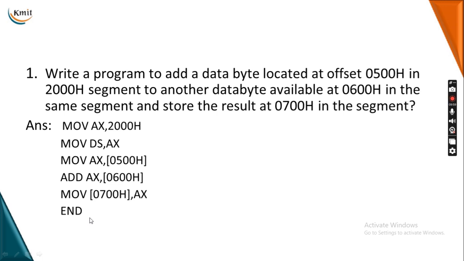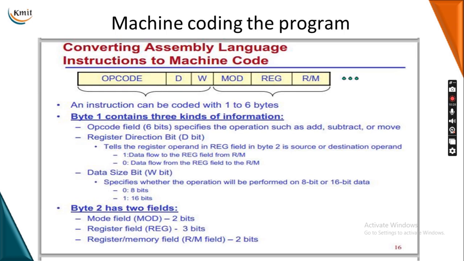What we are doing, using an assembly level language, is: store the data, add the data, and again store the result at the corresponding location. So how are they opcoded, how are they coded in machine understandable language? For that, we need to understand the various instruction formats we have in our 8086 microprocessor.